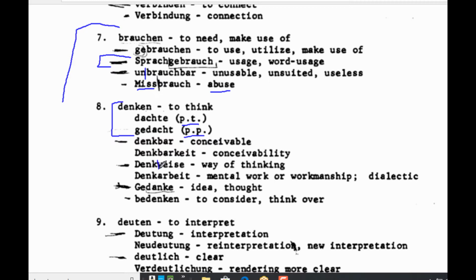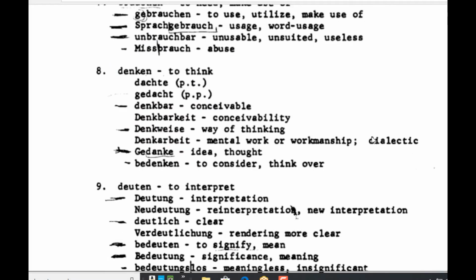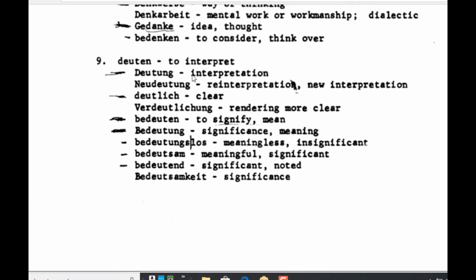Because of the ending in the E, Weise. Yeah, Weise. That's right. And then der Gedanke. Der Gedanke. Bedenken. Bedenken. To consider. So all these words are part of the verb to think, derivatives from that word. And then going down to this last one, on number 9, deuten, to interpret.